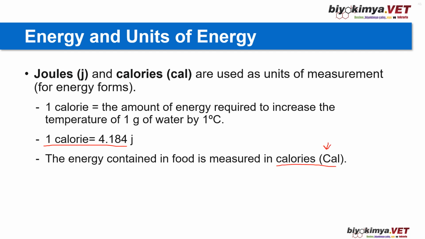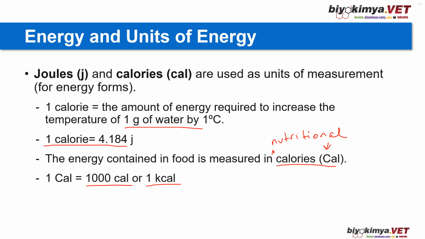The energy contained in food is measured in nutritional calories, with a capital C. And one nutritional calorie equals 1000 thermodynamic calories, or 1 kilocalorie. The dietary or nutritional calorie is a unit of energy commonly used to describe the energy content of food. And the thermodynamic or physical calorie is the energy required to raise the temperature of 1 gram of water by 1 degree Celsius.